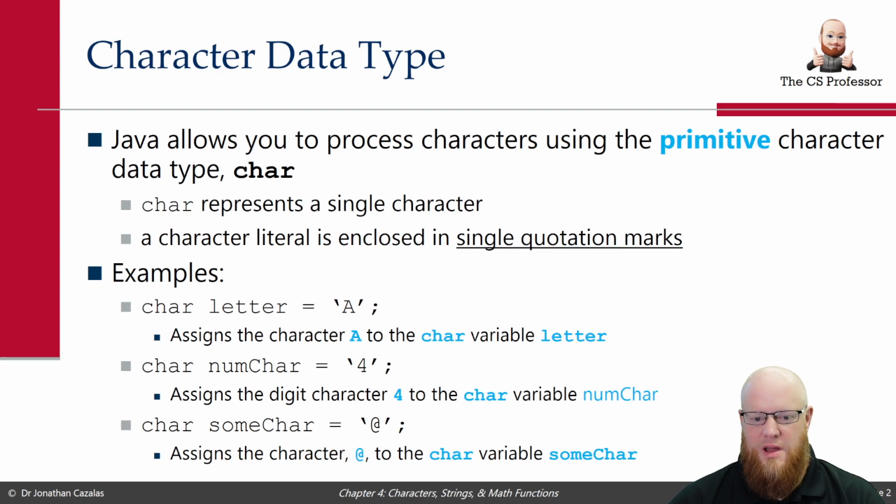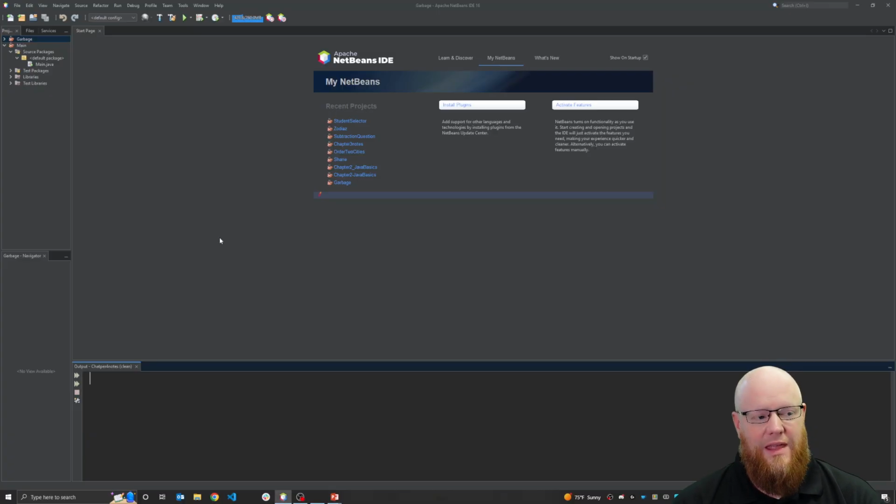Java allows you to process characters using the primitive char data type. Remember, we have 8 primitives. We've covered int, double, we've seen float, boolean, and now we have the char data type.